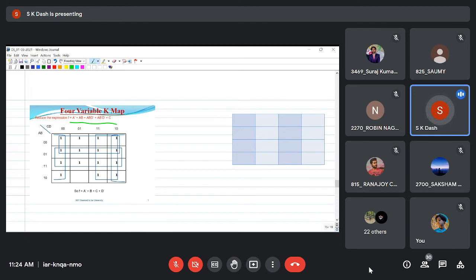Min terms will be obtained. Then we can fill these cells with one, and I can solve. So again, by seeing this, how many terms are there? Five terms are there. It is not in a standard form. Okay. So it will be difficult.